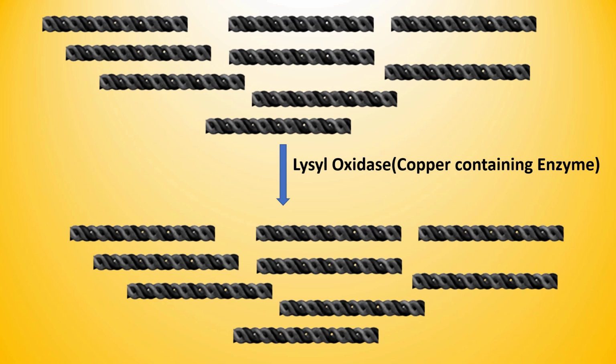And this covalent cross-linking is done by the additional interchain hydrogen bonding where hydroxylysine and lysine residues are responsible for forming this cross linkage. So the enzyme is lysyl oxidase, which is a copper containing enzyme responsible for forming the covalent cross linking, and ultimately you will get a collagen.